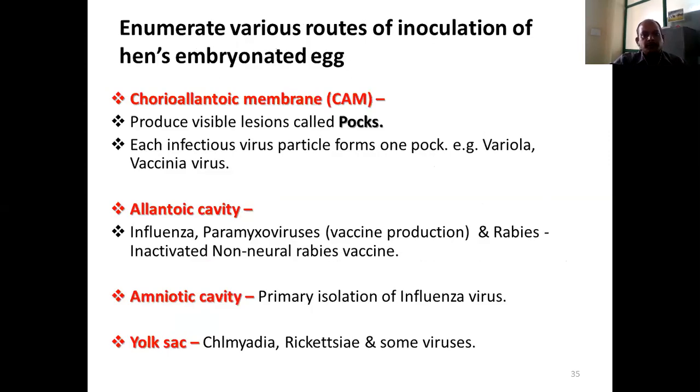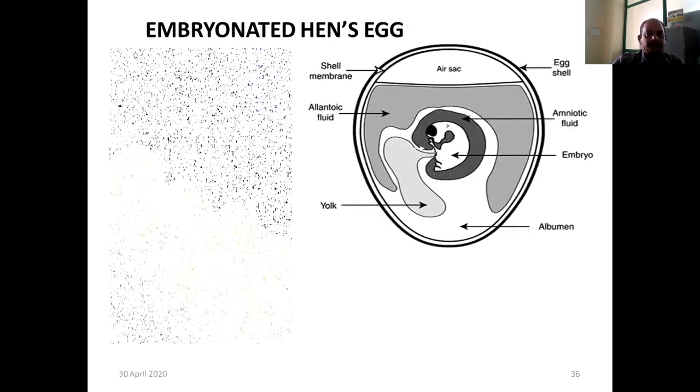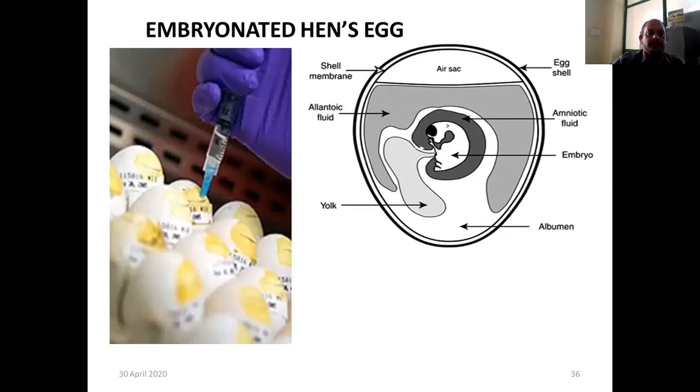Now enumerate various routes of inoculation of hen's embryonated egg. We have already talked about this. There are 4 important routes of inoculation. Chorioallantoic membrane: usually inoculated viruses are variola and vaccinia, which produce pocks on this. Allantoic cavity: used for influenza, paramyxo, and rabies viruses for the purpose of vaccine batch cultures. Amniotic cavity: used for primary isolation of influenza virus. Yolk sac: used for isolation of chlamydia, rickettsia, and viruses. These are the various routes of inoculation.